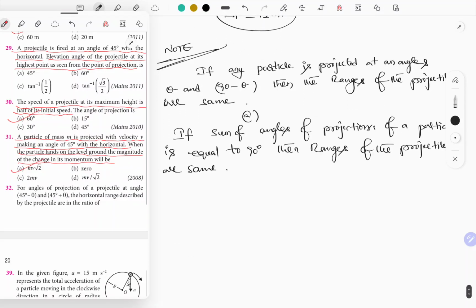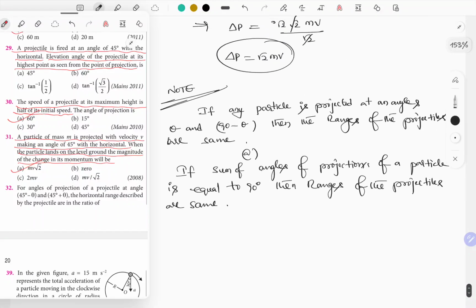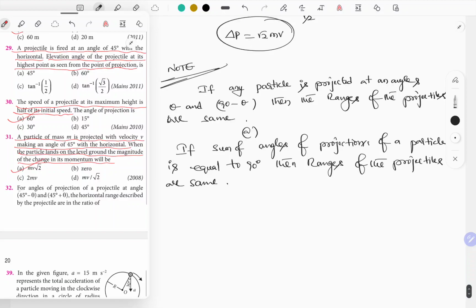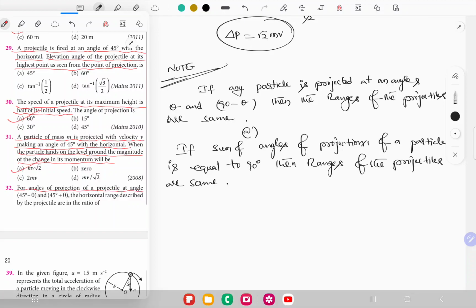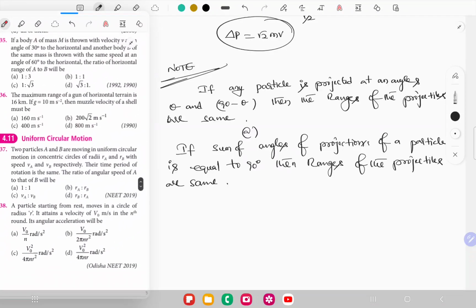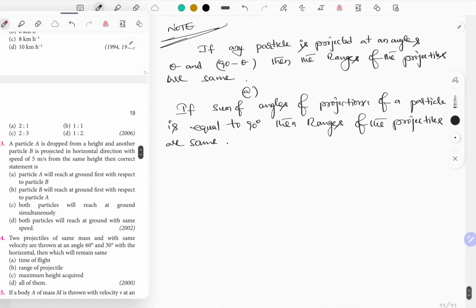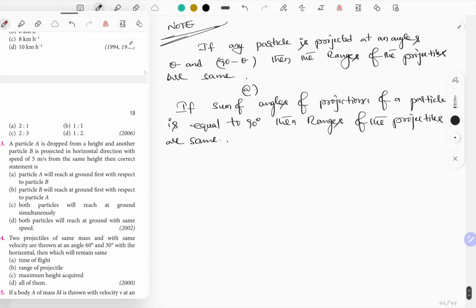Hope you understand. Remember this point. If the sum of the angles of projection is equal to 90 degrees, then the ranges of the projectiles are going to be the same. Okay, look at the question. For angles of projection of a particle at 45 minus theta and 45 plus theta, the horizontal range described by the projectile is in the ratio. They are asking for the ratio of ranges.